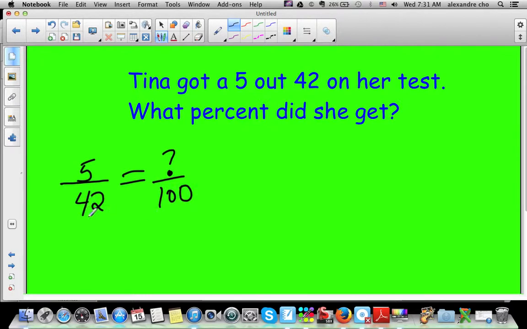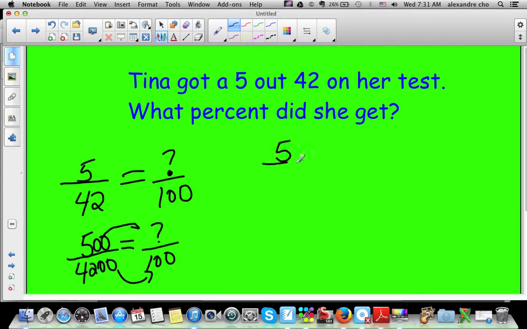And again, there is no relationship here, but you can change the 5 over 42. You can't change the question mark over 100. You could have changed that to 4,200. Multiply that by 100, and the top one would be 500. And done your problem to find the percentage. Okay, there's a relationship here, and you would do that the same. Or 5 out of 42 on a test. If you have a 5 out of 42 on a test, the easiest way to do this is to divide. So you're dividing 5 divided by 42.